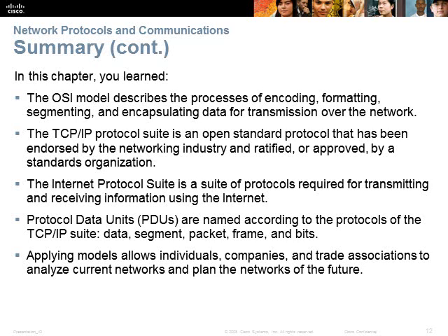You gotta know that. The segment has the port numbers. The packet has the IP. The frame has the MAC addresses. I could repeat that a couple more times.